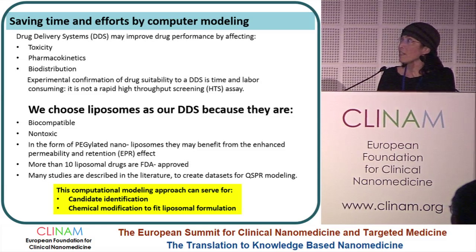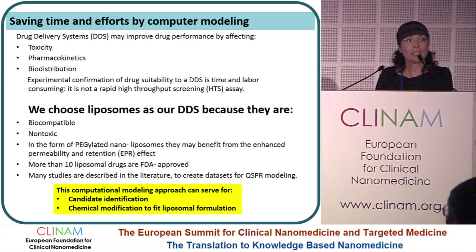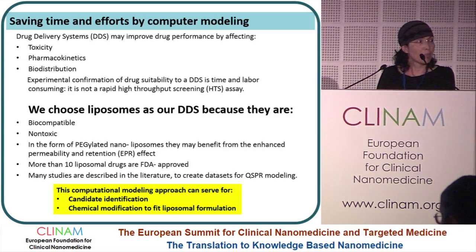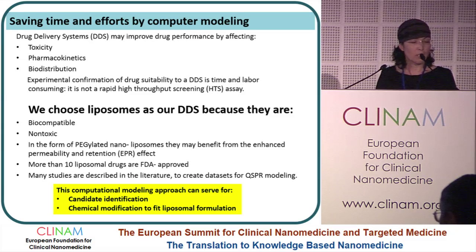The motivation was that a drug delivery system may improve drug toxicity, pharmacokinetics, and biodistribution, but testing the suitability of a drug for a liposomal formulation is time and labor consuming, and by a computational approach we can save time and labor. We chose liposomes as our delivery system because of their advantages, and most importantly, because we had enough data to create reliable models. The approach presented here may serve for candidate identification out of large molecular libraries and for designing chemical modifications for a specific drug to fit a liposomal formulation.